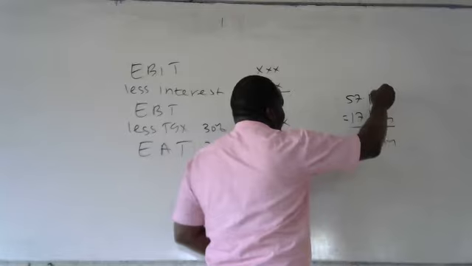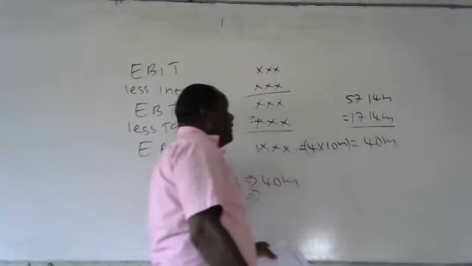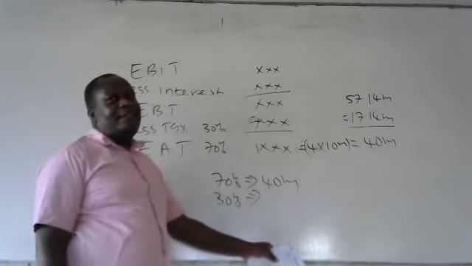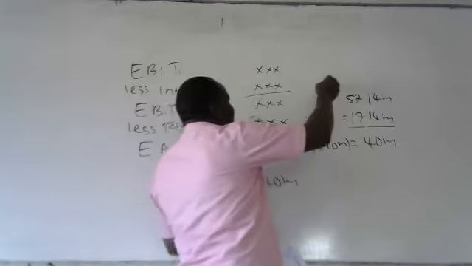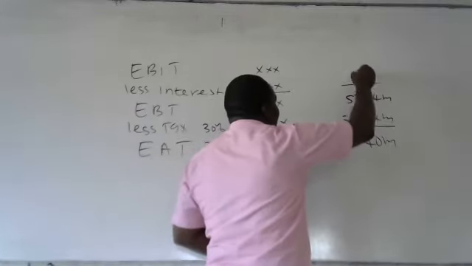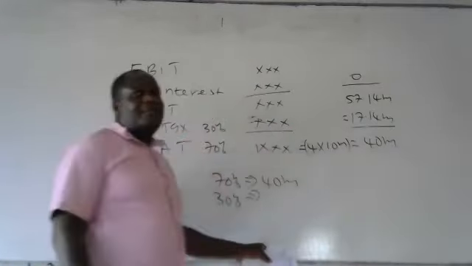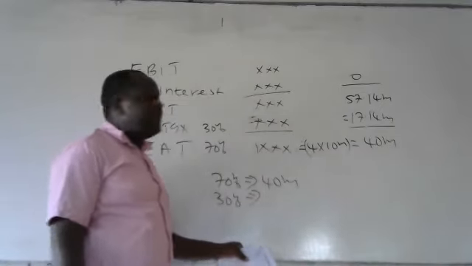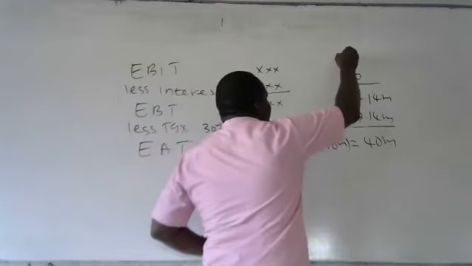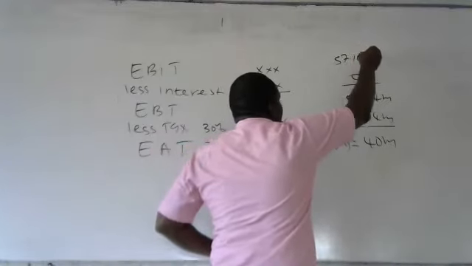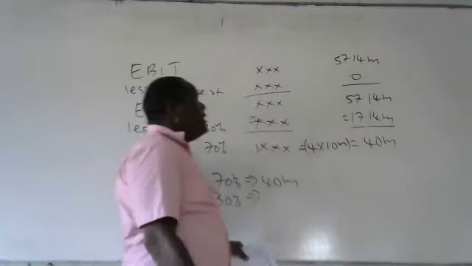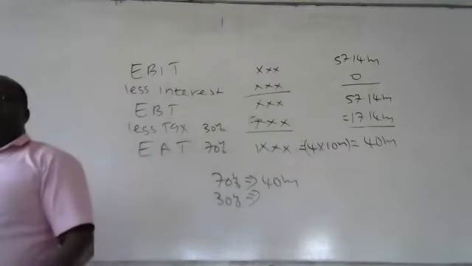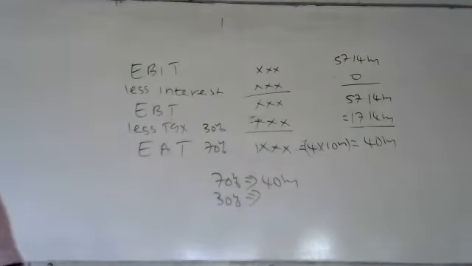57.14 million. Then the firm, by then, was unlevered. Remember, the firm was unlevered at that time, so interest will be 0. Interest is 0 because the firm was unlevered. That means our earnings before interest and tax should be 57.14 million. So you are to go in that direction to come up with the earnings before interest and tax.